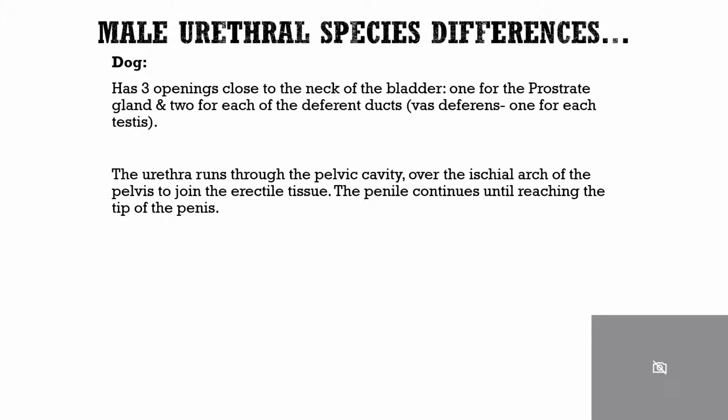The male urethral species differences. The dog has 3 openings close to the neck of the bladder, 1 for the prostate gland and 2 for the deferent ducts, the vas deferens, 1 for each testis. The urethra runs through the pelvic cavity, over the ischial arch of the pelvis to join the erectile tissue. The penile tissue continues until reaching the tip of the penis.